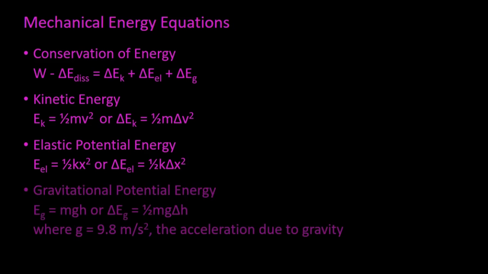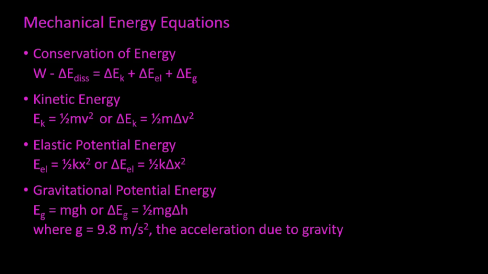Let's take a look at the final equation, which is the equation for the energy stored in the gravitational potential mechanism. And it is equal to the mass of the object times g times height. g is equal to 9.8 meters per second squared, and that is the acceleration due to gravity. In its delta form, the change in energy stored in the gravitational potential mechanism is the mass of the object times g times the change in height.